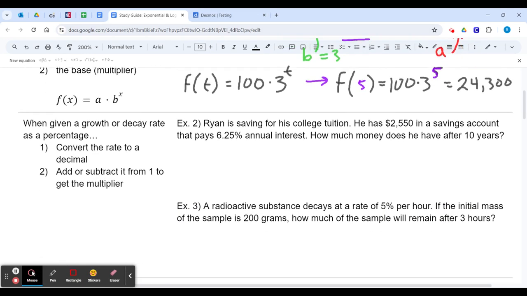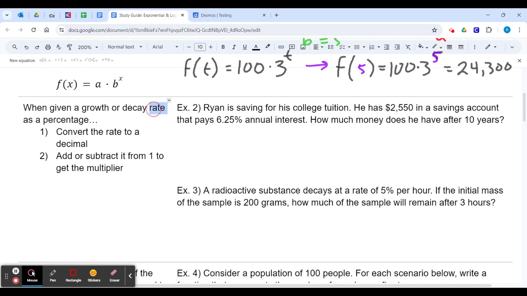So we also saw these problems with rates, where we were given a rate as a percentage. When we get this, we first need to convert the rate to a decimal. Anytime you see a percentage, that should be a trigger: convert to a decimal. And then we need to add or subtract it from 1 to get a multiplier. Remember, we need to have numbers greater than 1 to get growth, less than 1 to get decay. So in this case, Ryan has 2550 in a savings account, and it pays 6.25% annual interest. We're trying to figure out how much money he has after 10 years.